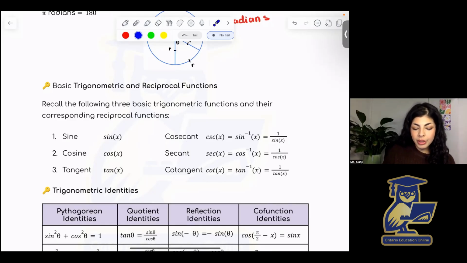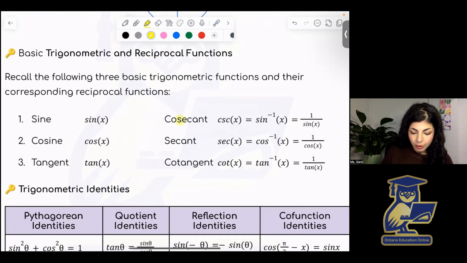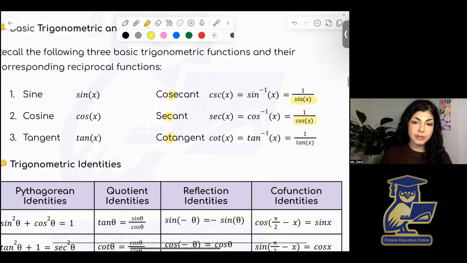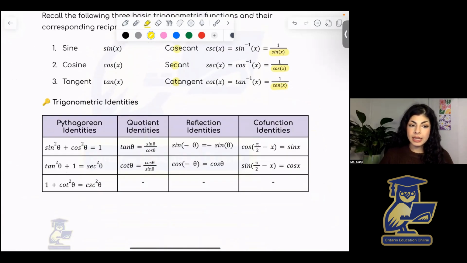And how you remember these is using their third letter. If you remember cosecant, what's the third letter? S, so that means you have sine. Secant, the third letter is C, so you have the cosine; it's the reciprocal of the cosine function. And then cotangent, just tangent. That one's pretty easy to remember. And some trigonometric identities now as well.